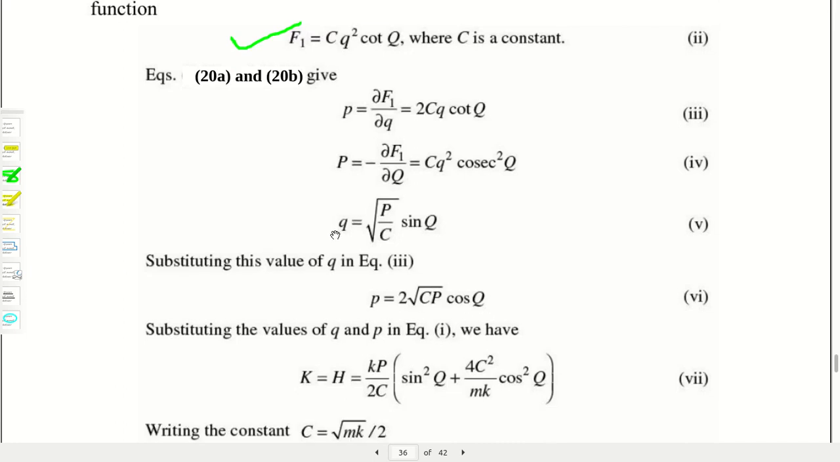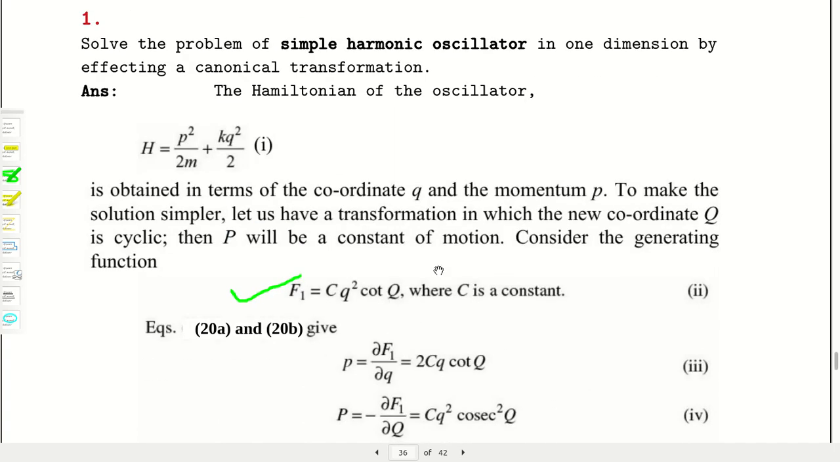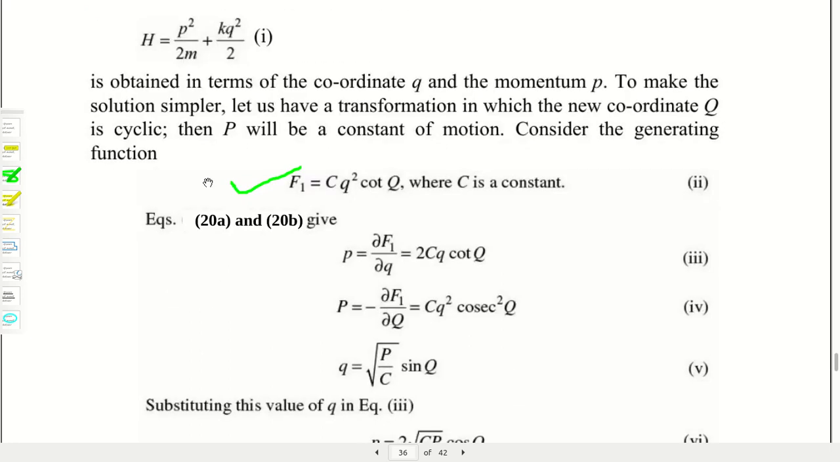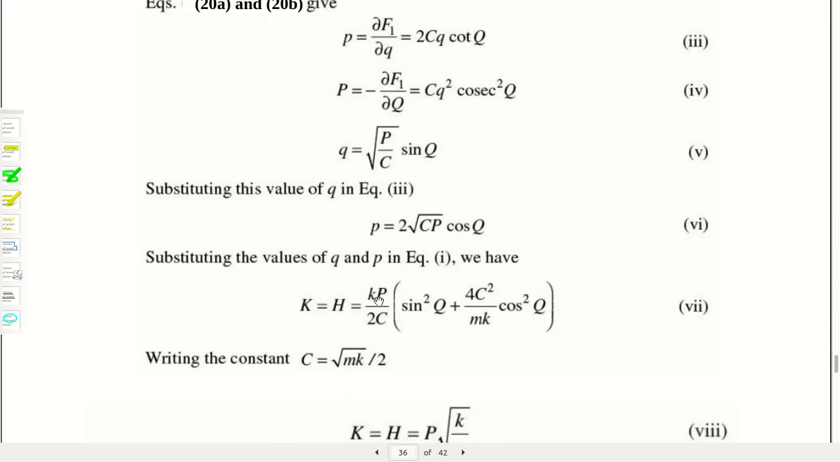And now if we get the small p and small q in terms of the new coordinate system capital P and capital Q and put them into the Hamiltonian, the Hamiltonian will assume the form in terms of capital P and capital Q.